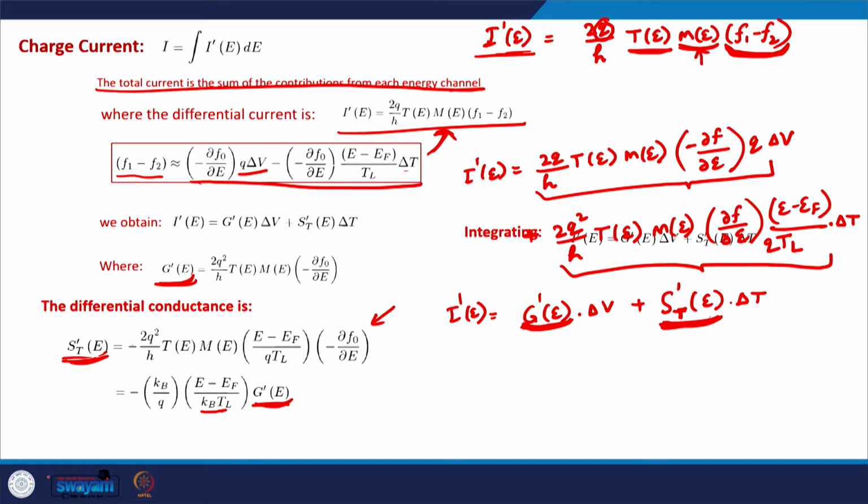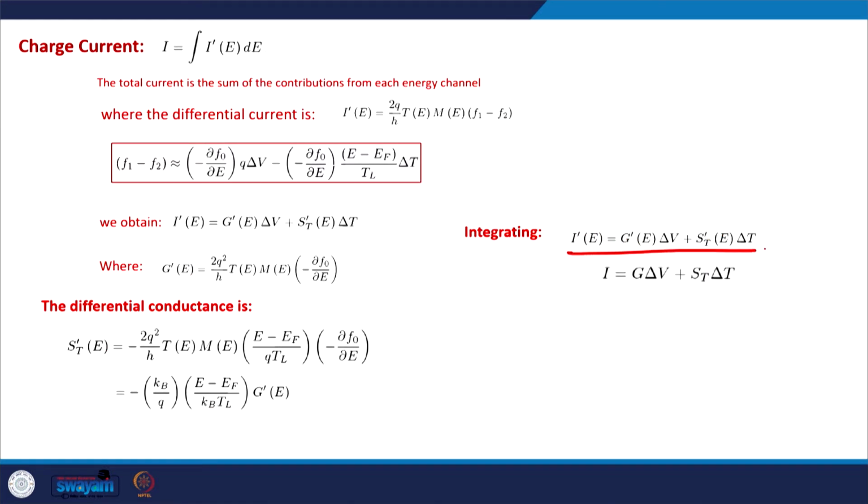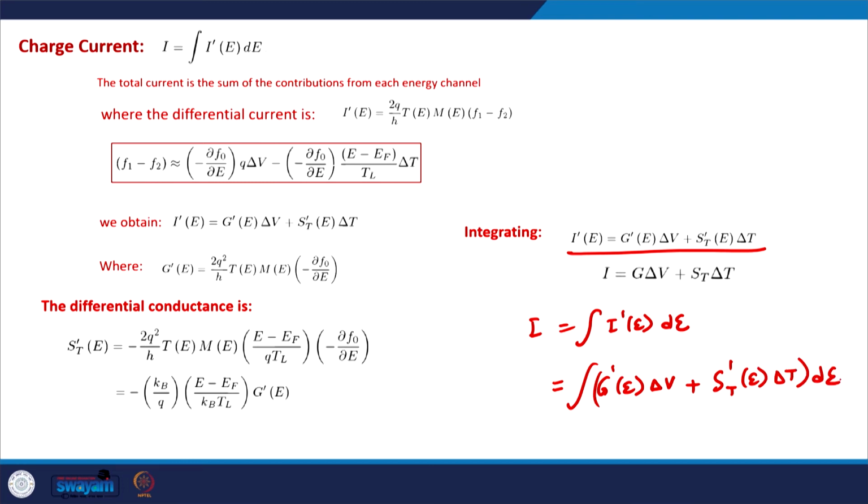So, finally, after integrating this expression, the total current will be the integration of the differential current with respect to energy, and it becomes G prime E delta V plus S prime T E delta T integrated over all possible energy pathways, and this turns out to be G times delta V plus S T times delta T. Where G is the electrical conductance of the system, of the conductor or the semiconductor under consideration, and S T is the Seebeck coefficient of the semiconductor or the electrothermal diffusion coefficient of the semiconductor.